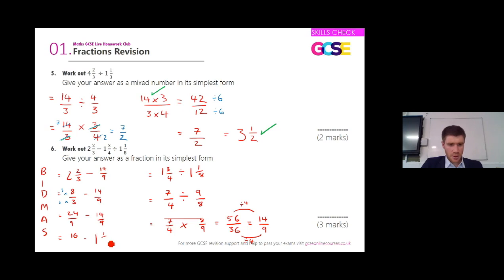For some reason, my 10 over 9 didn't write. Let's go back to that. 10 over 9. I'm struggling with that bit. My controls are in the way. 10 over 9.